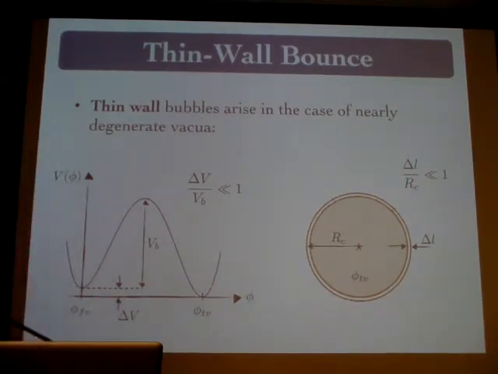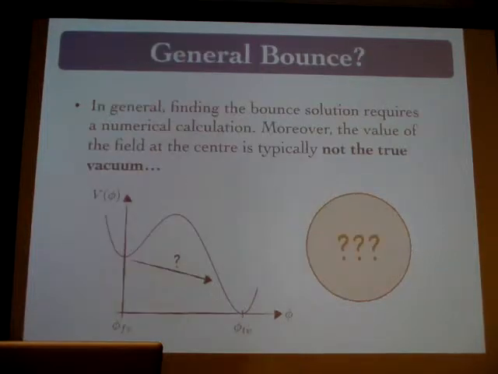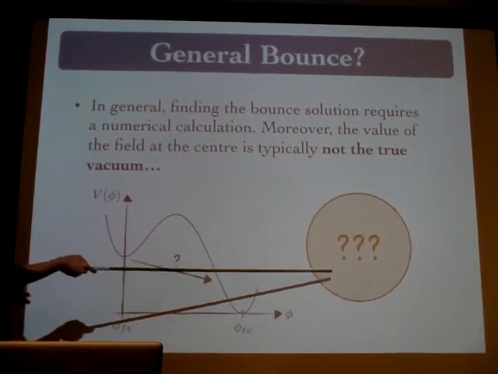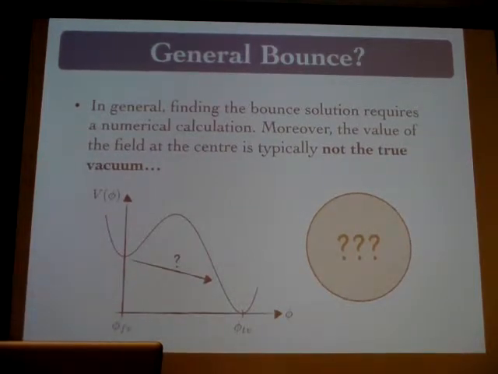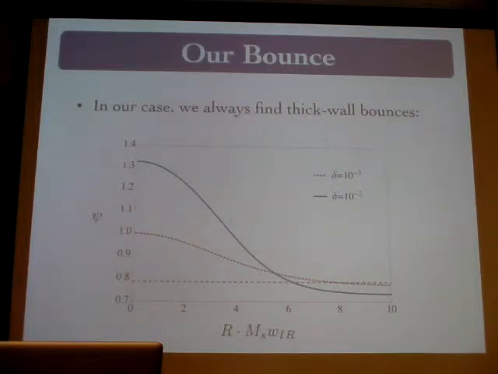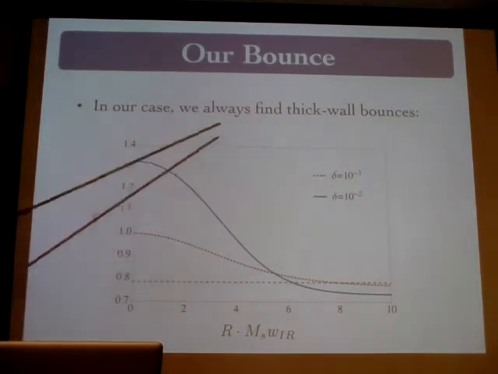However, in general, when you have a more general form of the potential, in which there is no obvious structure, then it's much harder to know. In general, it's not possible a priori to know what the bounce solution looks like. And you cannot even tell whether, at the center of the bubble, when you nucleate it, you have the true vacuum or not. So this is a problem you need to solve for numerically. And in the cases we study, when we study the system very close to the appearance of this metastable vacuum, we always find what we would call thick wall bounces.